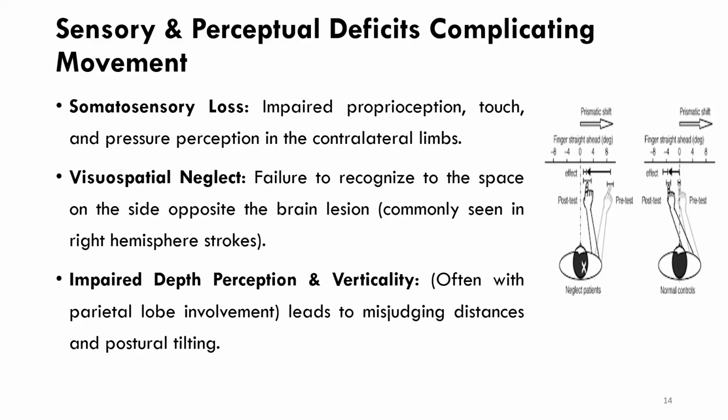So in this case, the individual is misjudging distances. Maybe a distance that is 5 centimeters or, let's say, 20 centimeters, the individual will see as 10 centimeters or as 30 centimeters. So there is affectation in judging distances. You can see sometimes that stroke patients might not be able to go upstairs because of this affectation in depth perception and also verticality.